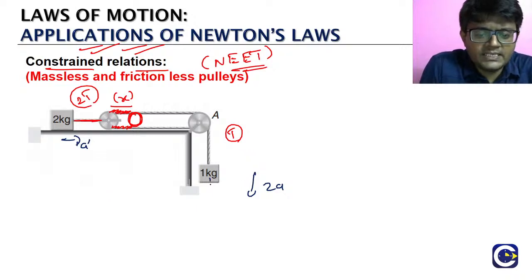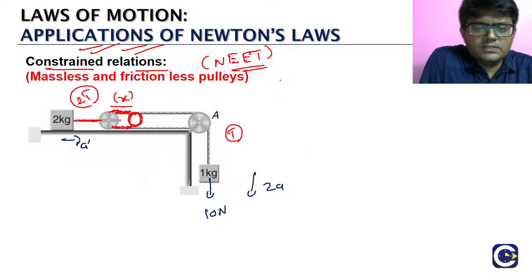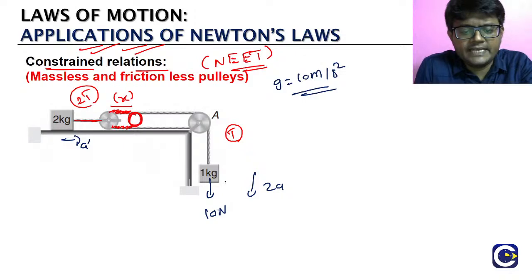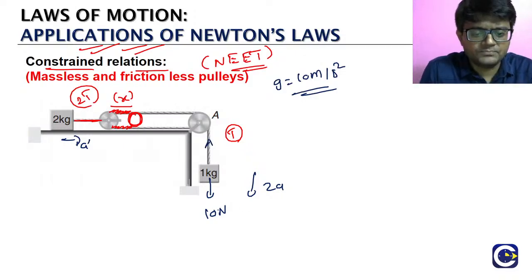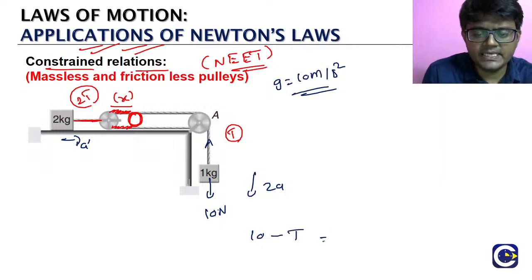ஏன்னா இது பாருங்க, இந்த 1 kg கீழே போற மாதிரி தானே, weight. g take it as 10 meter per second square. அப்படி எடுத்தா what is the weight? 10 newtons. மேல என்னது? Tension T. So அதனால it is going down with an acceleration 2a. பாருங்க, 10 minus T is equal to what? 1 into 2a. இது என்னது? Equation 1.